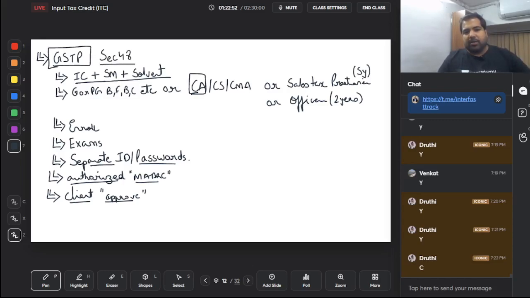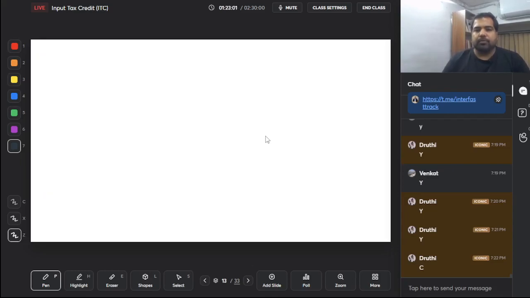And with that, guys, we come to an end of this chapter. Guys, just recapping the entire chapter through sections and GST numbers. Section 37 is outward supply, GSTR 1.